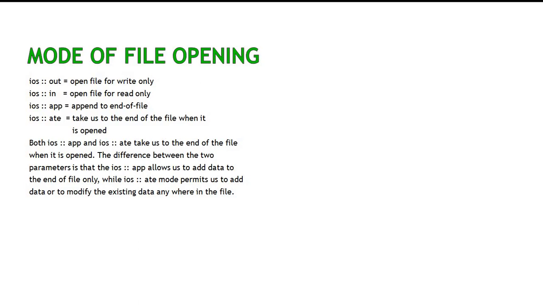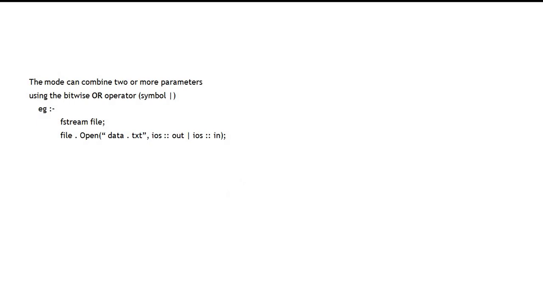Both ios::app and ios::ate take us to the end of the file when it is opened. The difference between the two parameters is that ios::app allows us to add data to the end of the file only, while ios::ate mode permits us to add data or to modify existing data anywhere in the file. The modes can be combined, two or more parameters, using the bitwise OR operator symbol. File stream concept: file.open, data.txt, ofstream, ios::out, OR operator, ios::in.